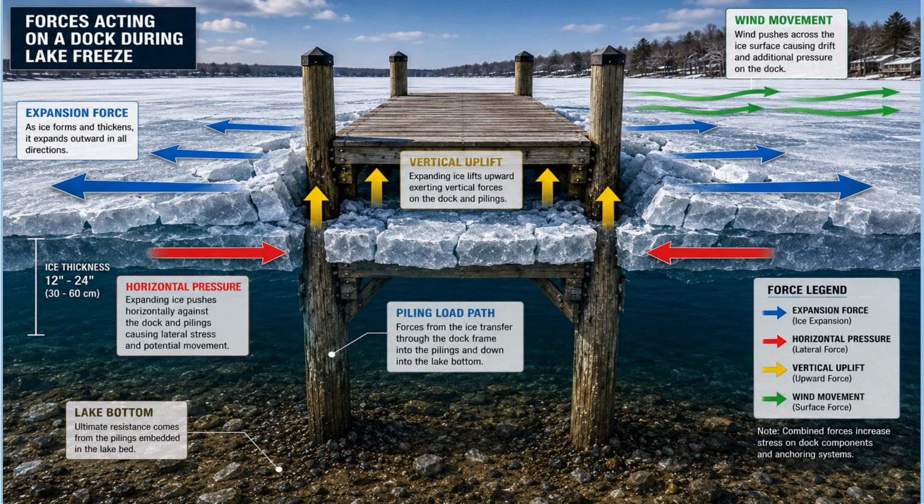Expansion force on this diagram is the blue arrow showing that as ice forms and thickens, it expands outward in all directions. The red arrows show the horizontal pressure. The expanding ice pushes horizontally against the dock and pilings, causing lateral stress and potential movement. The yellow arrows show the vertical uplift of the dock with its pilings. The expanding ice lifts upward, exerting vertical forces on the dock and pilings. The green arrows show the wind movement across the ice surface, causing drift and additional pressure on the dock.